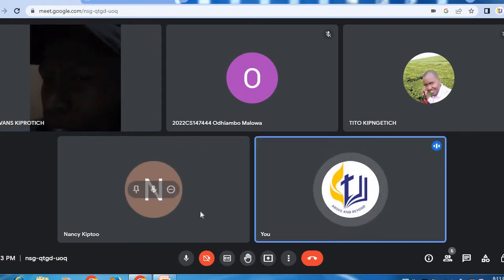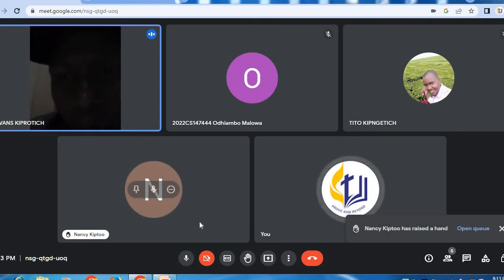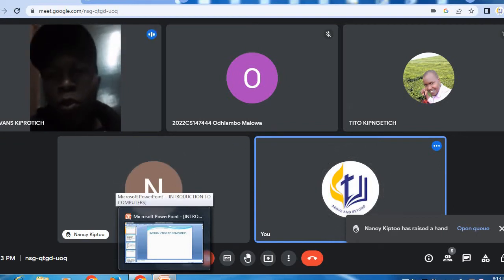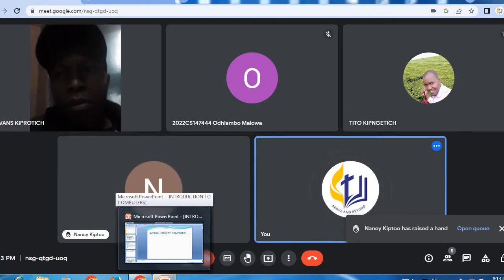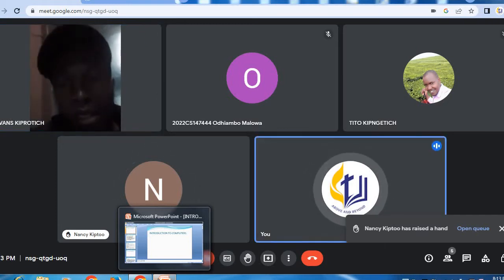Who can define for us what is a computer? A computer is an electronic device that processes data in a given information under the control of special instructions called programs. Perfect. Now you realize that a computer is an electronic device that processes data to give information that can be used for decision making using a set of specialized instructions, and these instructions are referred to as programs.